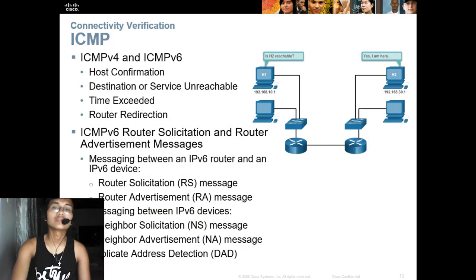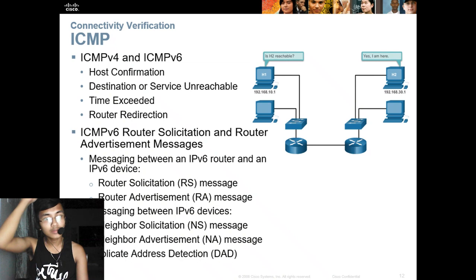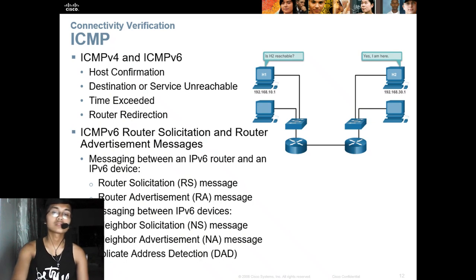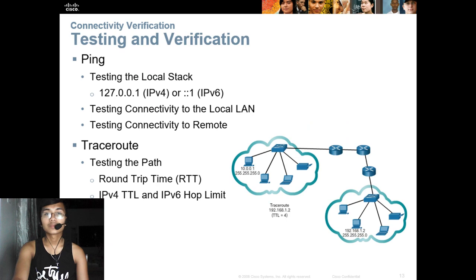ICMPv4 and ICMPv6: host confirmation, destination or service unreachable, time exceeded, and redirection. ICMPv6 router solicitation and router advertisement messages handle messaging between an IPv6 router and an IPv6 device, so the RS message and the RA message. Messaging between IPv6 devices is called the neighbor solicitation and neighbor advertisement messages. Duplicate address detection.